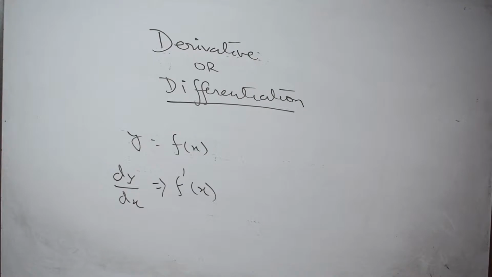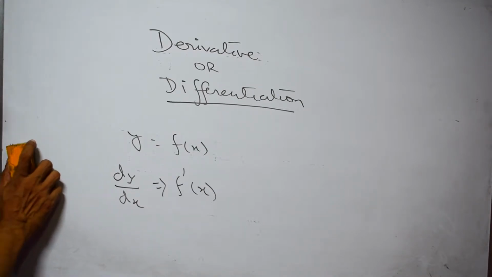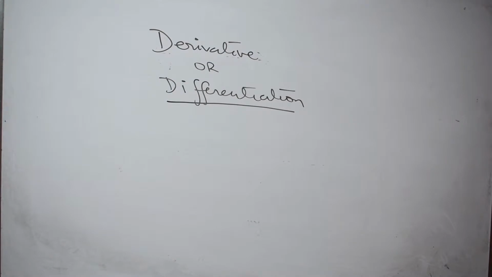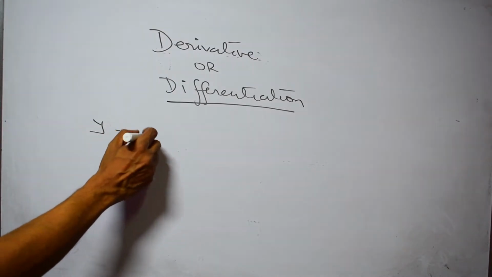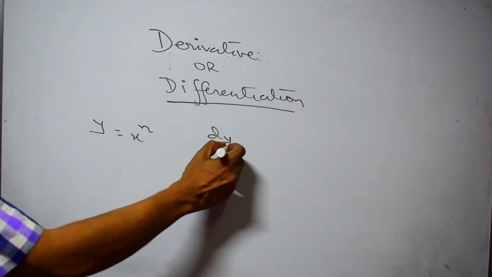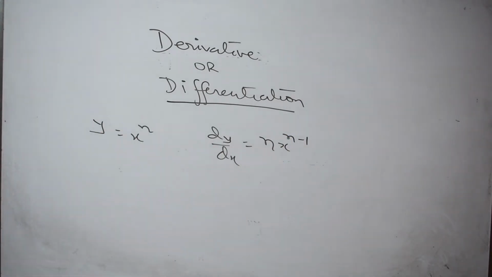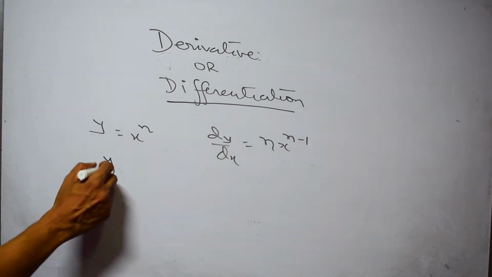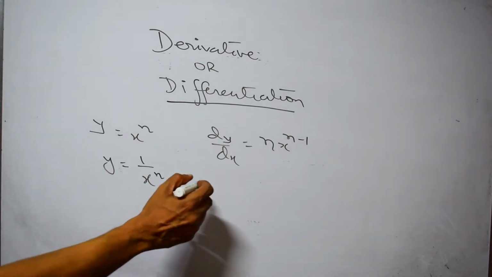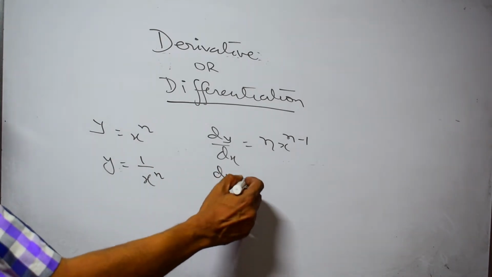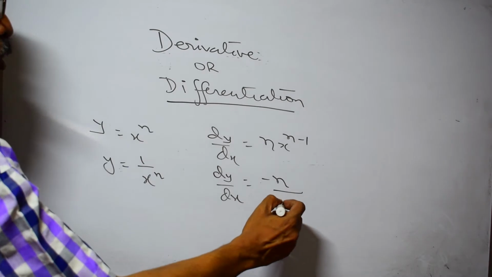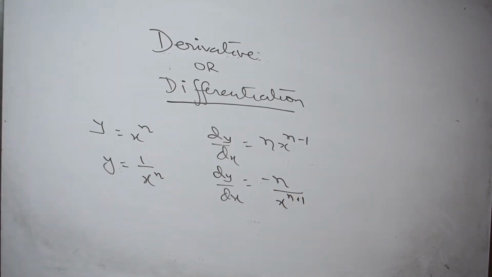Now we have some basic formulas for these calculations of the derivative. Let's start with y equals x to the power n. The formula is dy dx equals n x to the power n minus 1. That is, the power is multiplied with the variable and the power is reduced by 1. But if y is equal to 1 by x to the power n, then dy dx is minus n by x to the power n plus 1. This is for the expression when the variable is in the denominator with the power n.